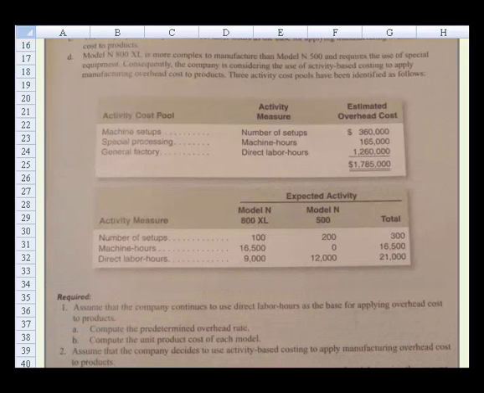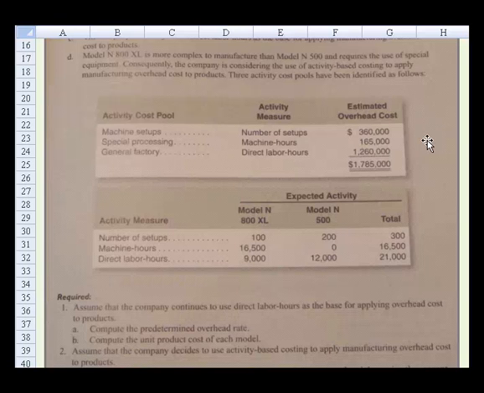Okay, so they have machine setups, special processing, and general factory. And then they indicate the activity measures. So machine setups is the number of setups. The estimated cost is $360,000 in that cost pool. Special processing uses the measure of machine hours, and they're estimating $165,000. And then general factory uses direct labor hours, where they're expecting to have an estimated cost in overhead of $1,260,000.